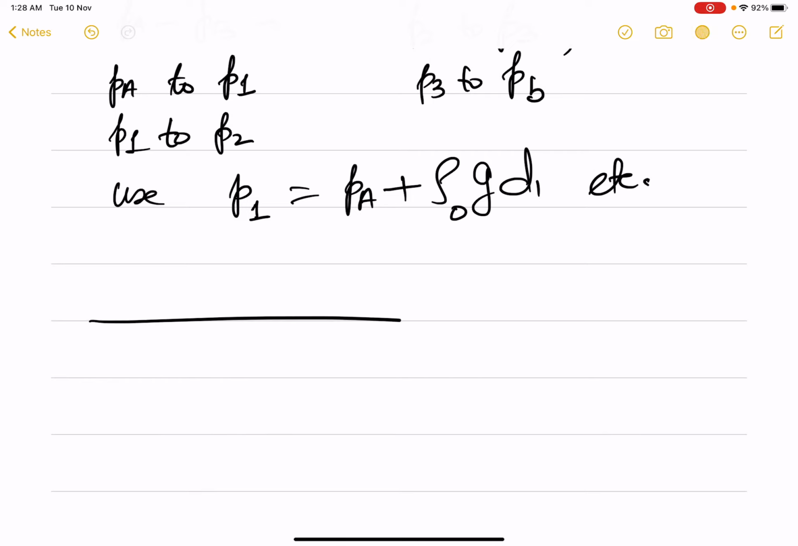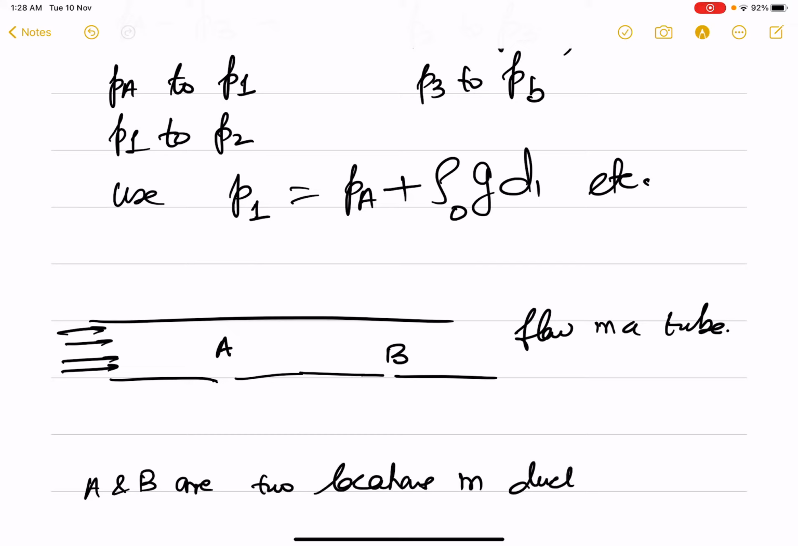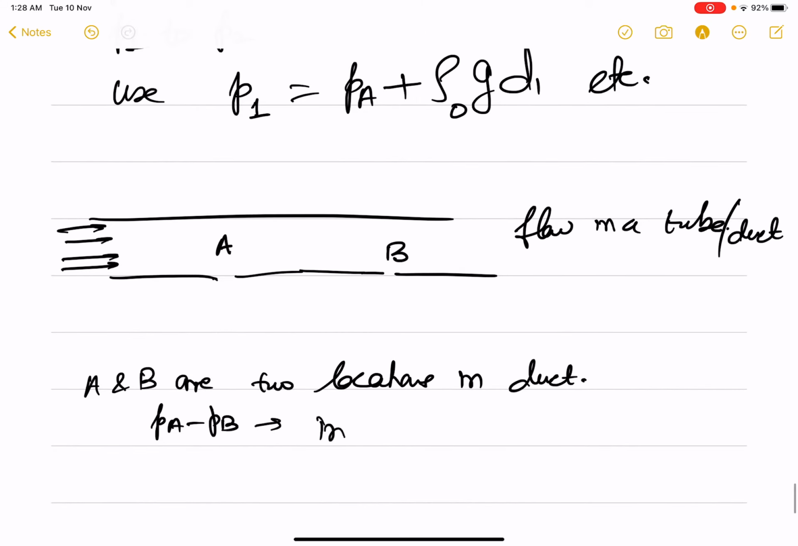And one particular way in which we use this is, suppose we have flow in a tube. Now, if this is location A and this is location B, A and B are two locations in this duct. Now to find PA minus PB, we can insert a manometer.